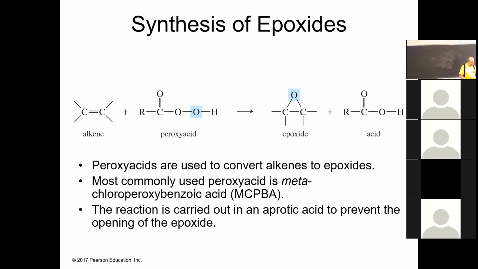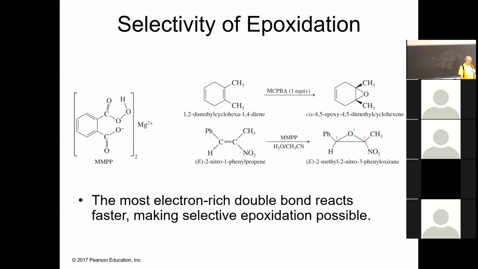Here is a review of synthesis of epoxides. We use a peroxy acid, maybe something like MCPBA. MMPP is another epoxidation reagent. This is more soluble in polar solvents.